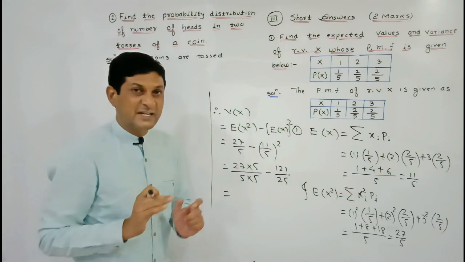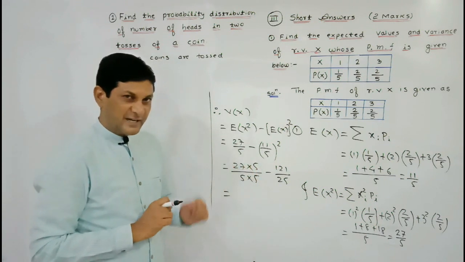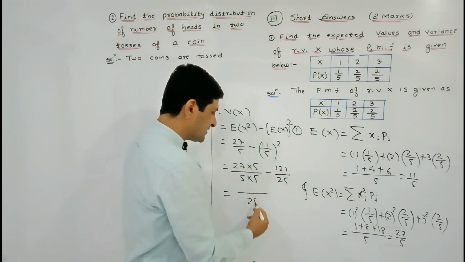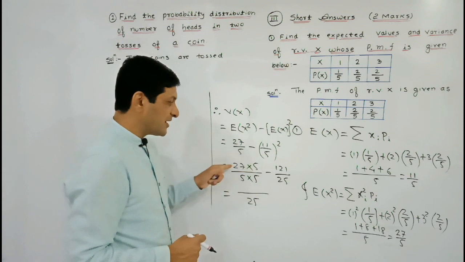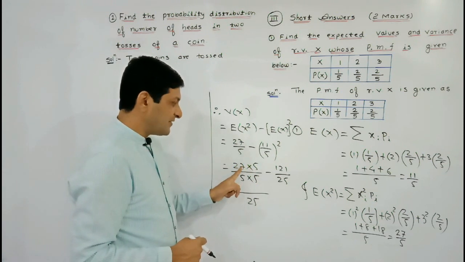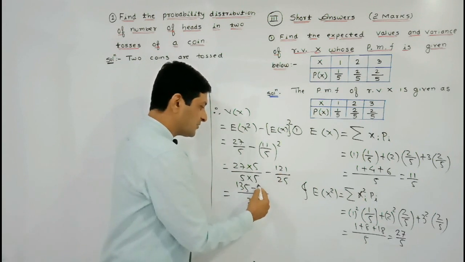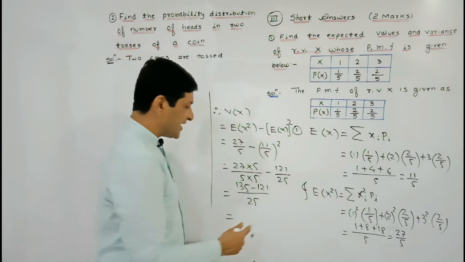To make the denominators of both terms the same, we have multiplied the numerator and denominator by 5 here. Now we can observe that the denominator of both the terms are the same. So that's why we are taking the difference of the numerators. Check what value we are getting in the numerator. 27 fives will be equal to 135 minus, here we will get 121. So which is equal to, what difference are we getting?